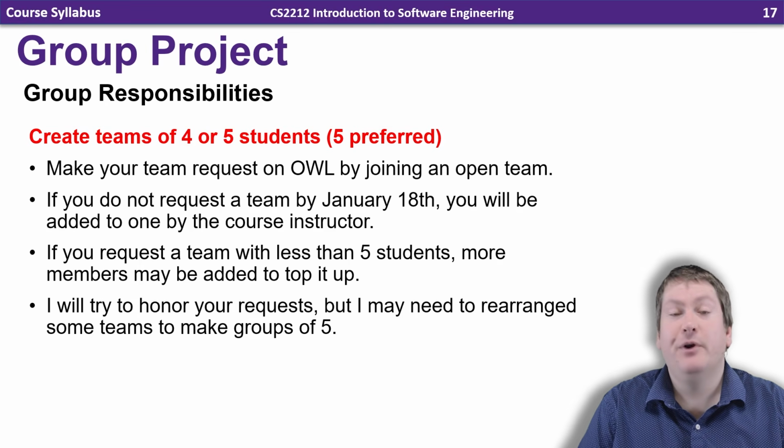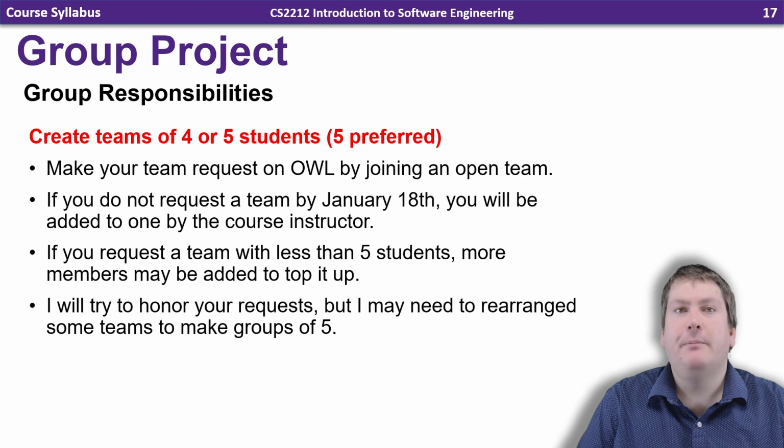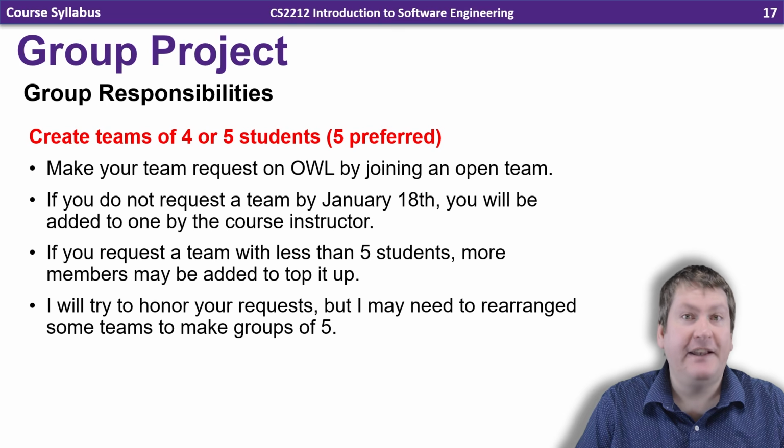OWL now supports what it calls self-enrollment groups, which means that on OWL you can pick a team and join it. So the way to pick your team members is to all agree on a certain team number. There'll be a list of, I believe, 90 teams. You pick one with the same number, and you all join that same team. And you have to do this by January 18th.